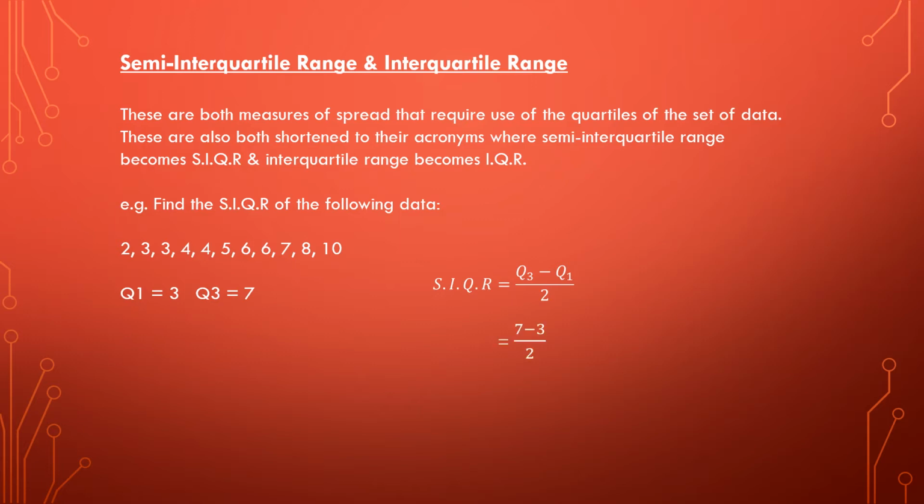So, shove my numbers in. Upper quartile 7 minus lower quartile of 3, divided by 2. So 7 minus 3 is 4. 4 divided by 2 gives me a semi-interquartile range of just 2.